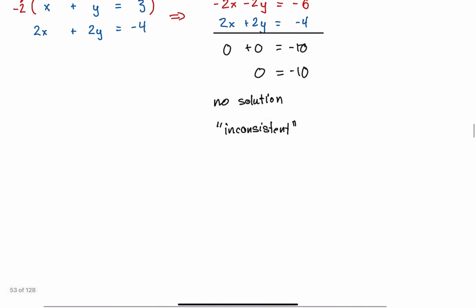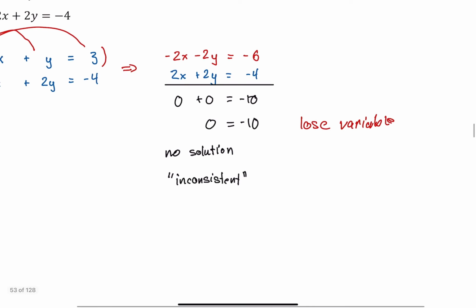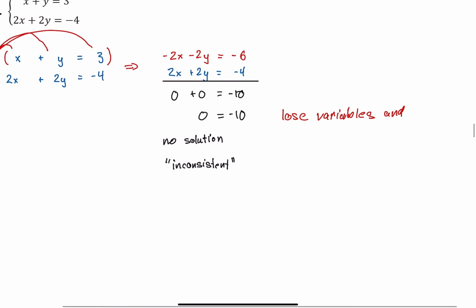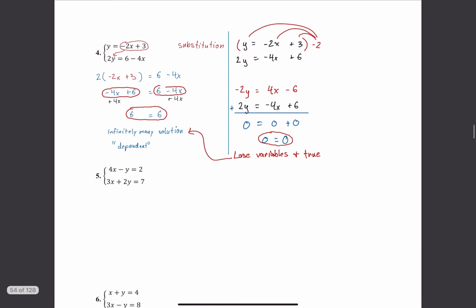Above we had the situation where you lose your variables and you're left with a false statement. This is the scenario where you would end up with no solution. Does that help? Great. Any other questions on 4?